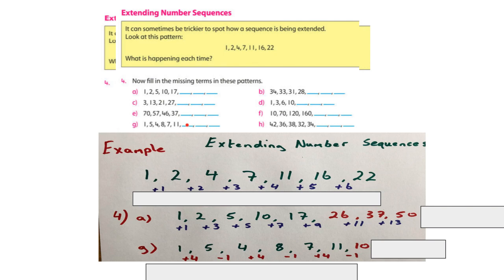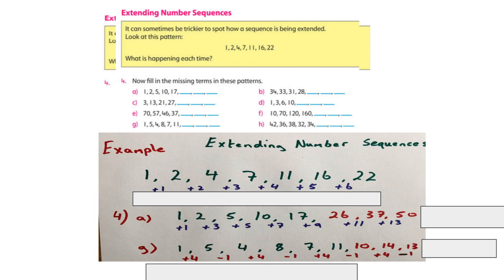Okay, so we have to find 2 more terms. So our next operation is going to be plus 4. 10 plus 4 is 14. And our last operation to get our last term, we have to minus 1, which will be 13.